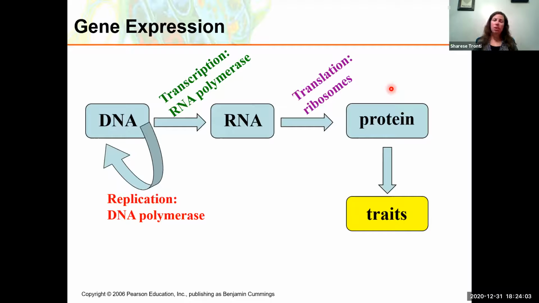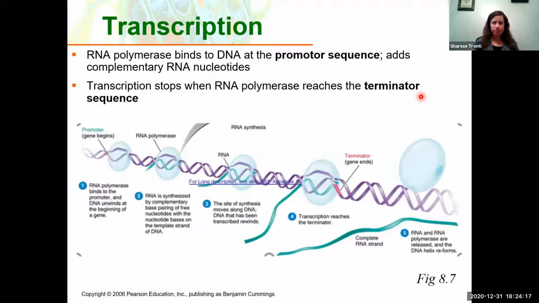Translation, now we're converting it to amino acids, which of course is the base for proteins. This process is carried out by ribosomes. And yeah, so that's overall for gene expression. So let's go through those two processes. First of all, transcription. Again, transcription is carried out by RNA polymerase. It's going to bind to the promoter sequence.